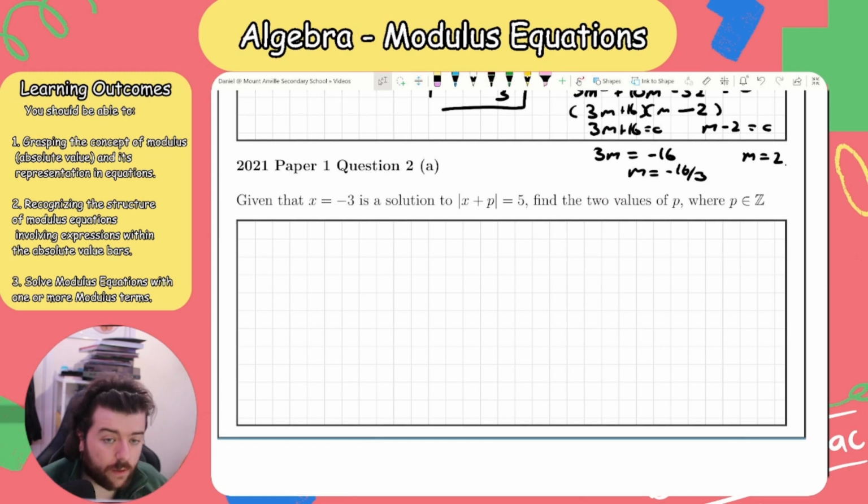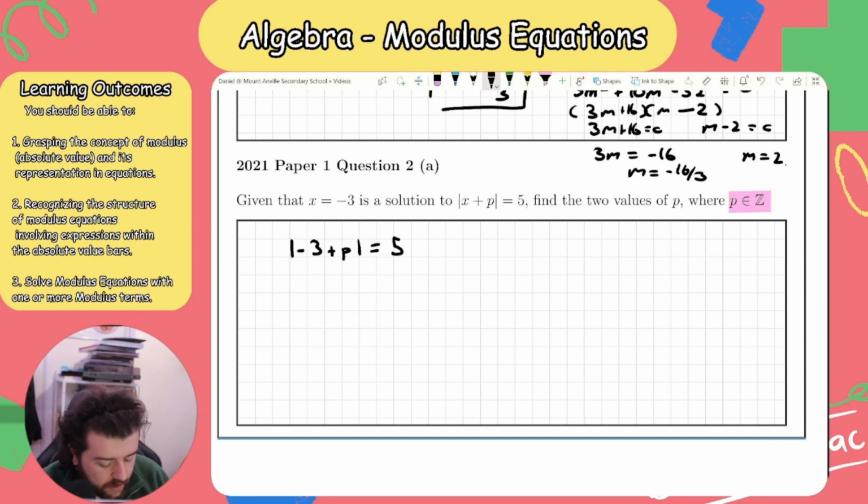This is from the 2021 paper. Given that x equals minus 3 is a solution to the modulus of x plus p is equal to 5, find two values of p, where p is an element of the integers. So it's a whole, positive or negative number. If you got a fraction for p, you might want to go back and check your answer. So we know x equals minus 3 is a solution. So I'm going to have the modulus of minus 3 plus p is equal to 5.